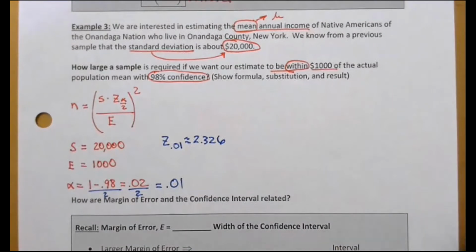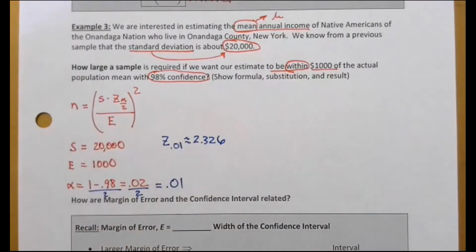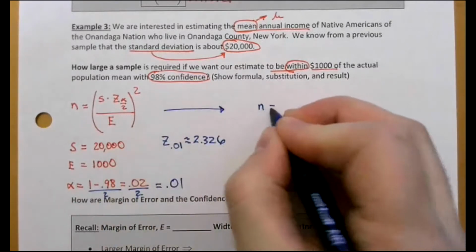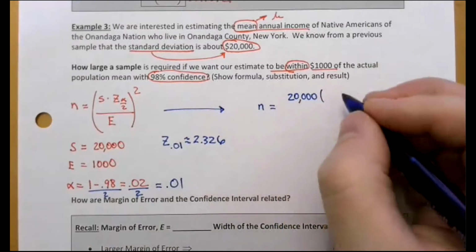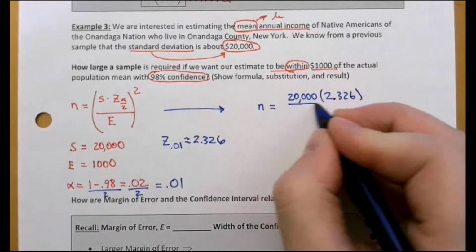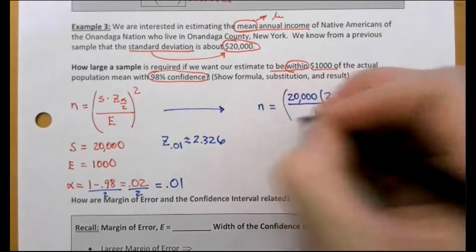Okay, so we've got our 1, 2, 3 things that we need. Let's plug them in and let the calculator spit out the value for n. So 20,000, and then the 2.326 divided by 1,000 squared.